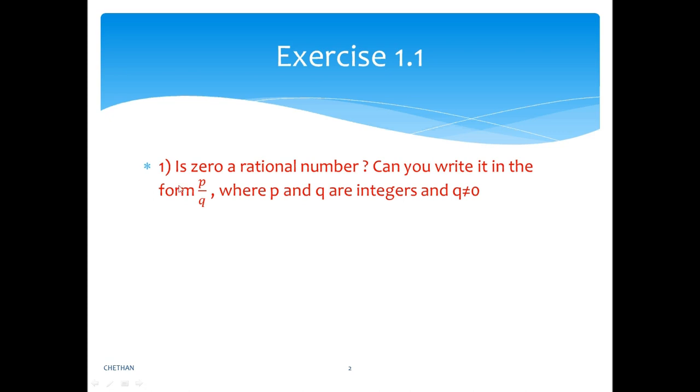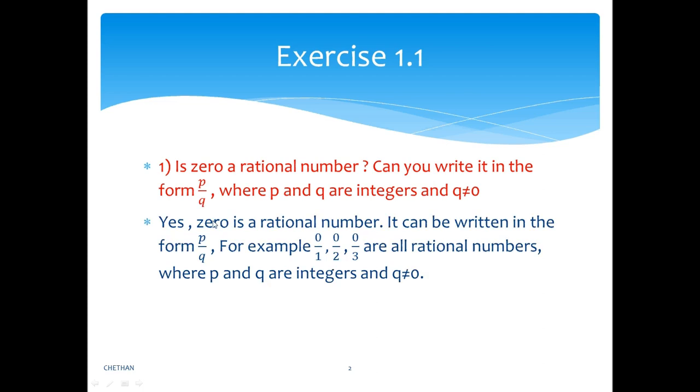Can you write it in the form of p by q, where p and q are integers and q not equal to 0? I already told you that 0 is a rational number because it is in the group of whole numbers. The integers contain 0, and all integers are in the rational numbers. So 0 is a rational number, and we can write it in the form of p by q also. For the question, is 0 a rational number, my answer is yes. After that we have to write it in the form of p by q, no? So it can be written in the form of p by q.